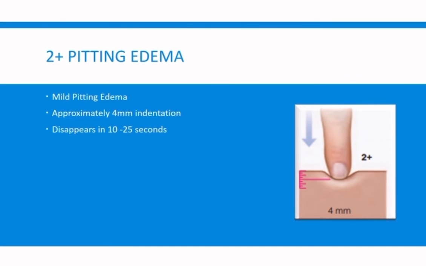This is 2 plus pitting edema. It's also known as mild pitting edema. It has approximately 4 mm indentation and this appears in 10 to 25 seconds right after your finger is removed.